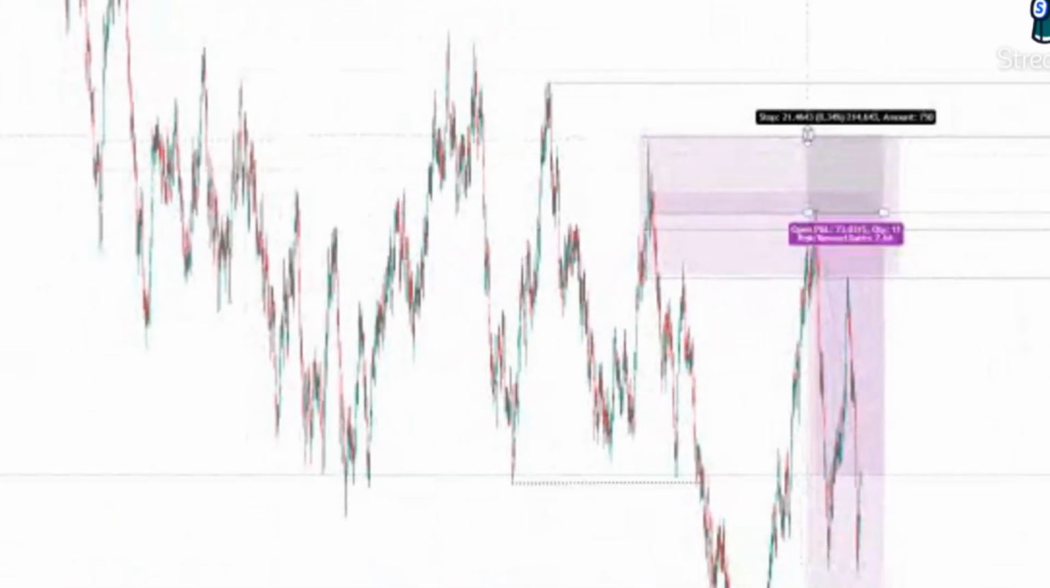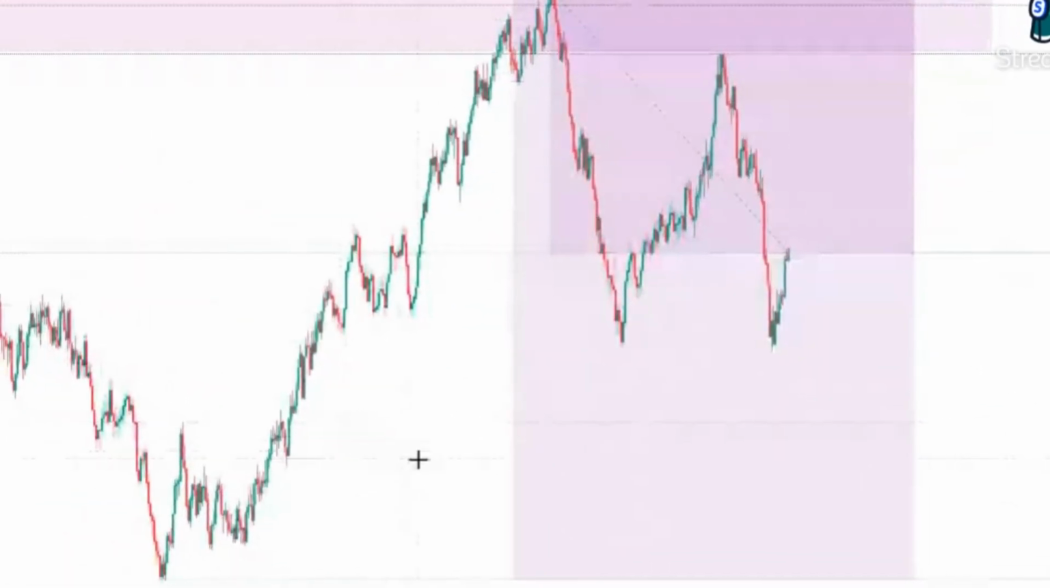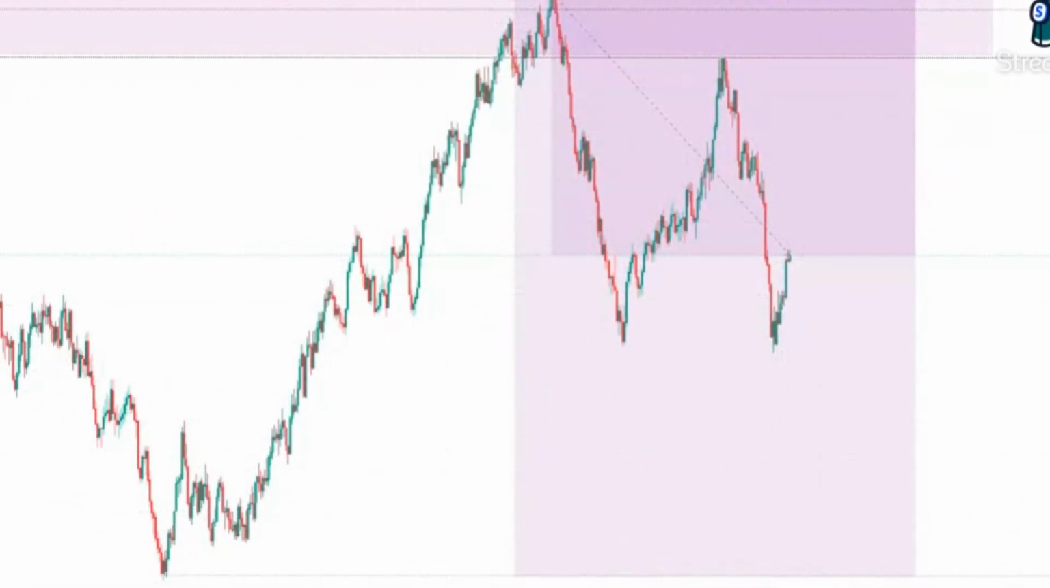This is how you refine your zones until it gives you what you want. Don't force your zone, don't force it. Allow price to do what it wants to do. And this is the trade, very nice entry, and boom, we are in.